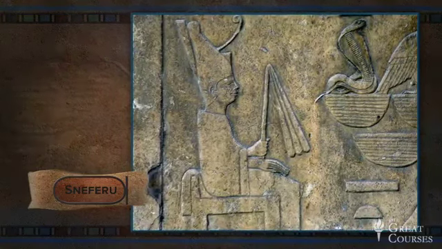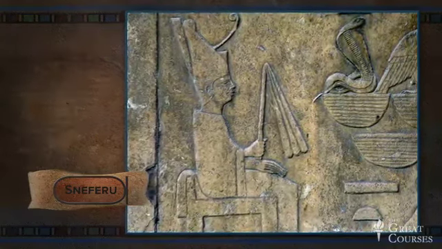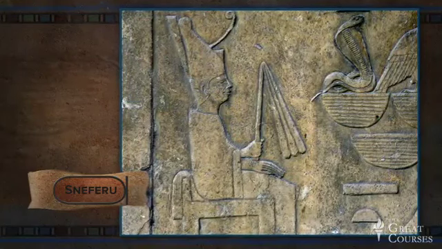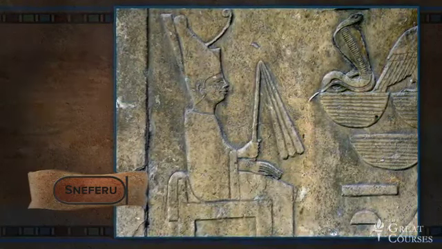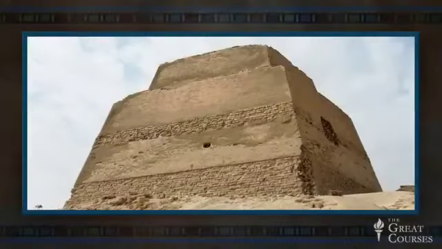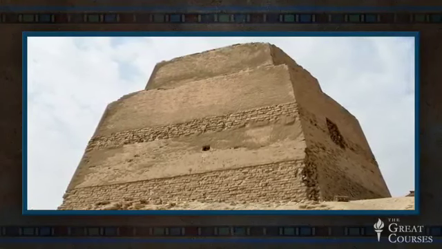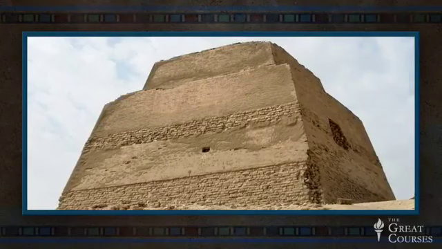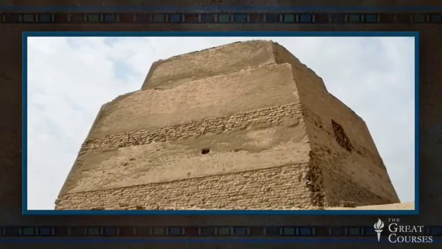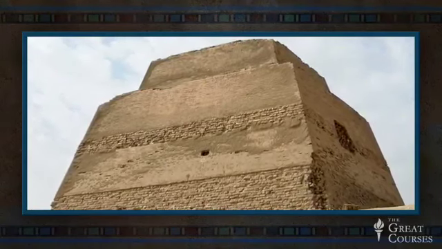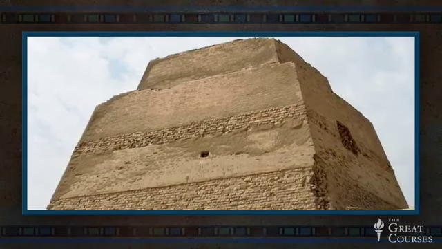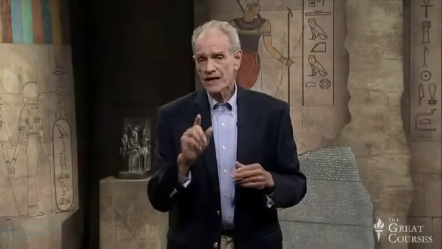Sneferu is the pharaoh who really showed Egypt how to build pyramids. He comes soon after Zoser, during the 4th dynasty. At Meidum, he built a pyramid with the first interior burial chamber. Zoser was buried beneath his pyramid. And he also attempted to make it a true pyramid with straight rather than step sides. But the pyramid had structural problems and was abandoned before it was used.